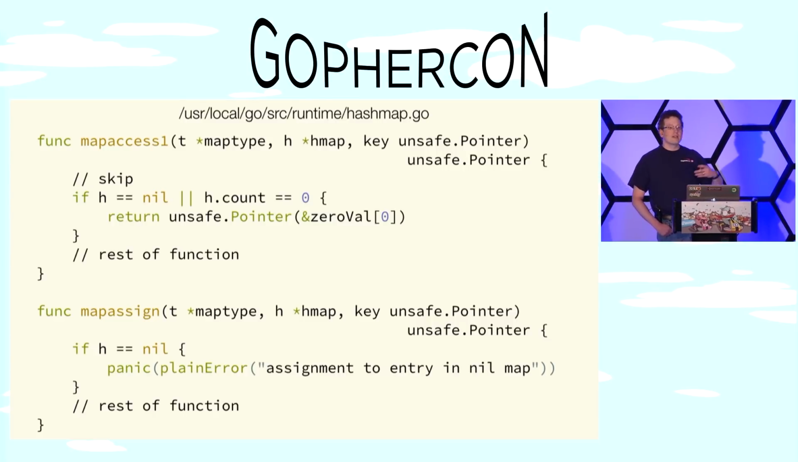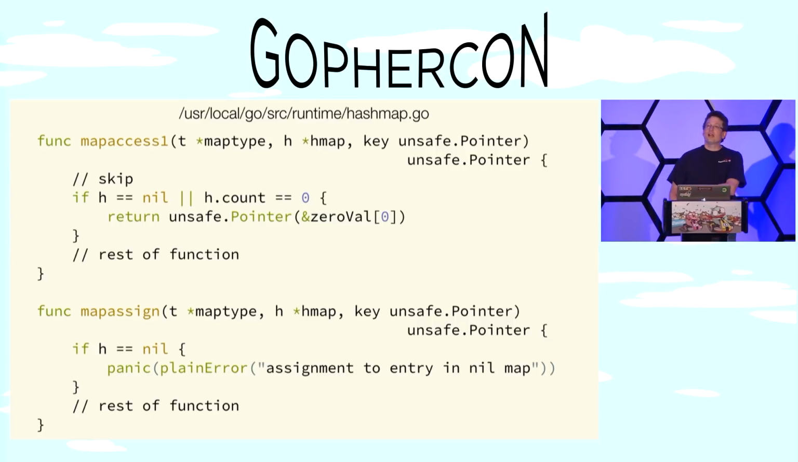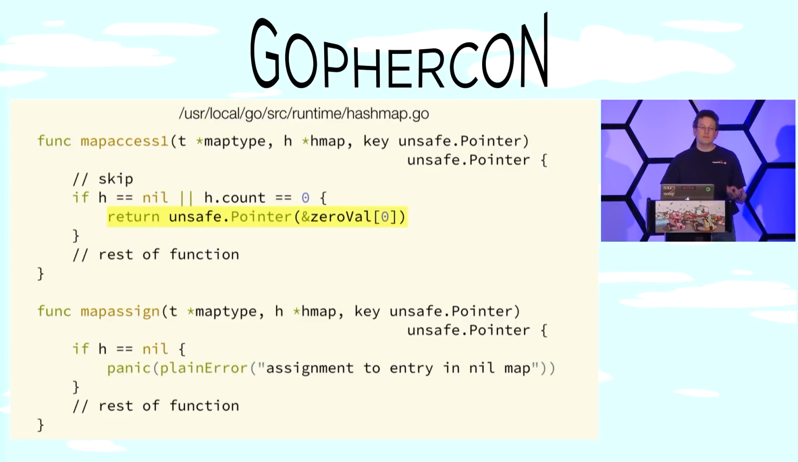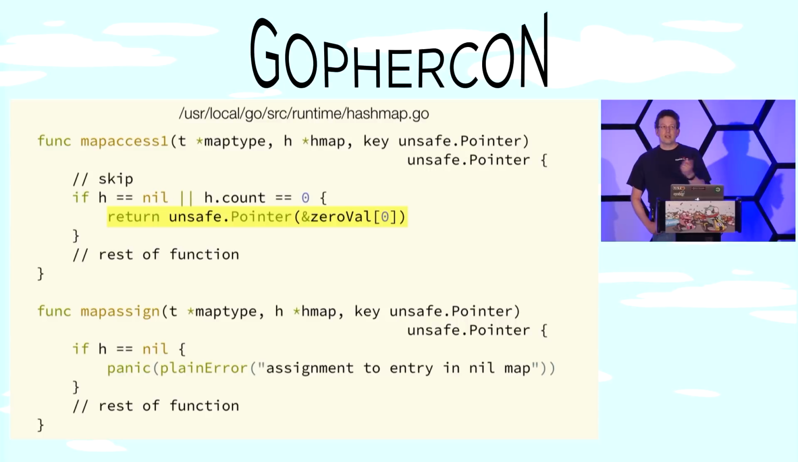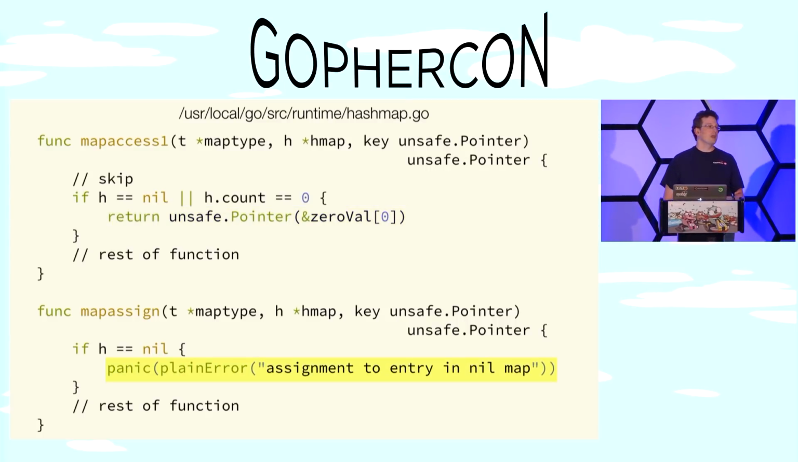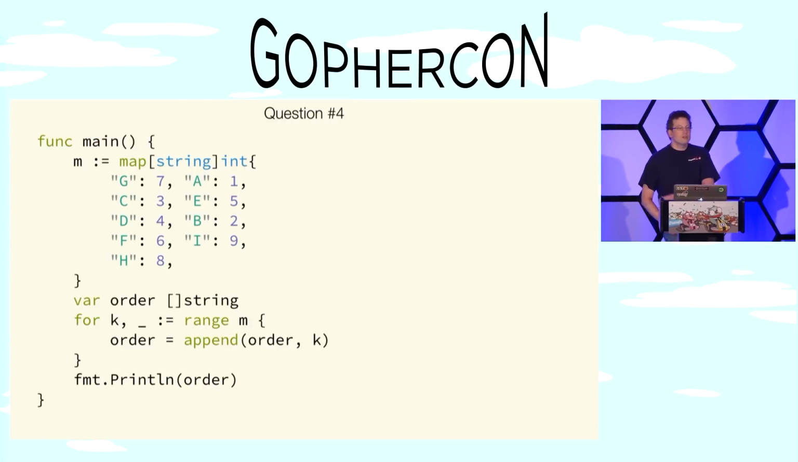And remember, we call mapaccess1 for reading from a map. The function checks to see if the map is nil or empty, and if it is, returns a 0 value. And when we write to the map, mapassign is called at runtime, checks to see if the map is nil, and if so, it panics.